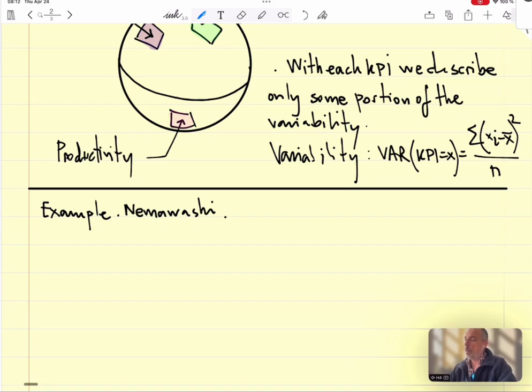So this is important. A KPI system of a factory is three-dimensional.